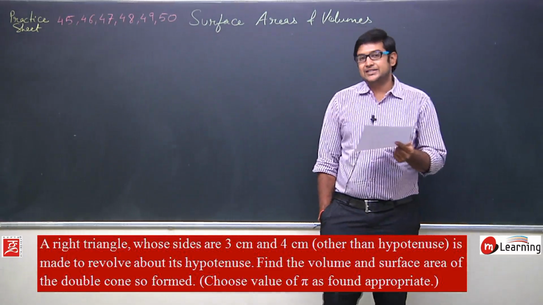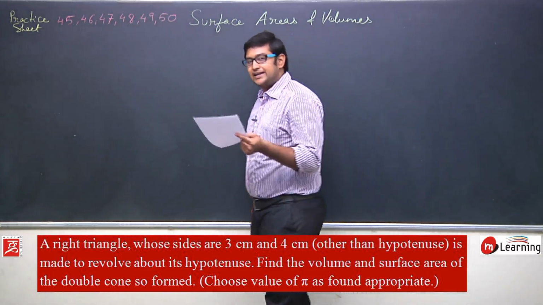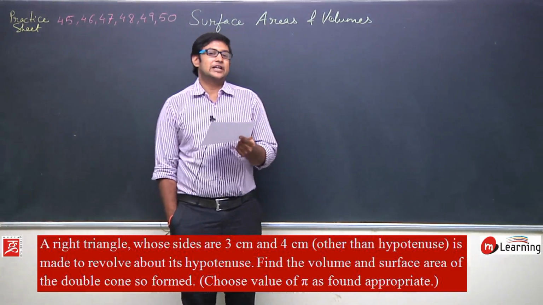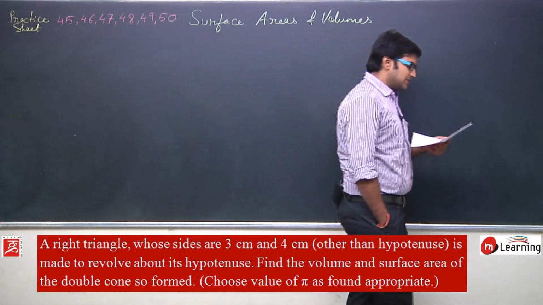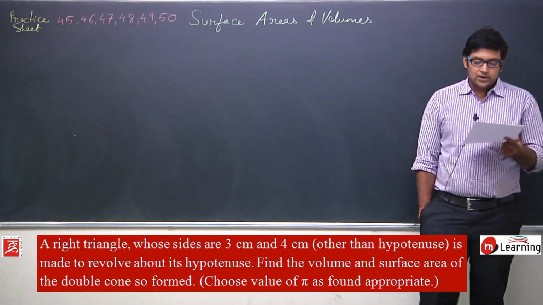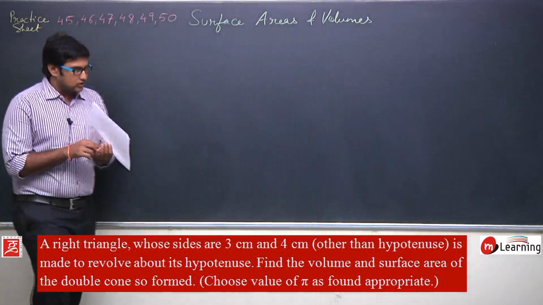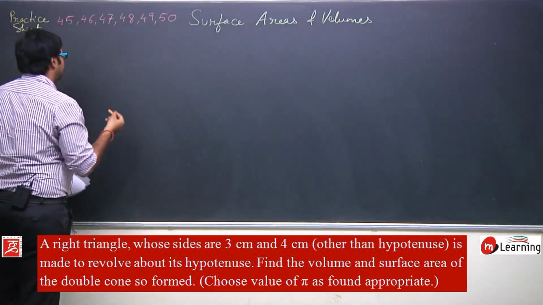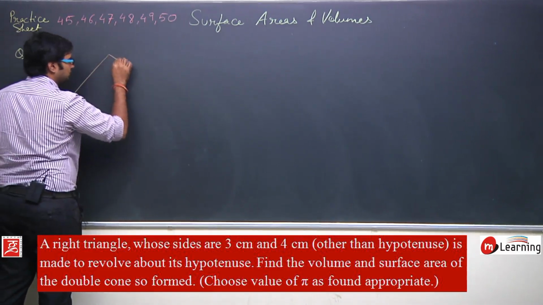So what the question says is that there is a right triangle, and for the right triangle the sides are given as 3 centimeters and 4 centimeters other than hypotenuse. This right triangle is made to revolve about its hypotenuse. So let's try to draw the diagram. Question number 45. So if I draw a right triangle, let us say this is a right triangle.